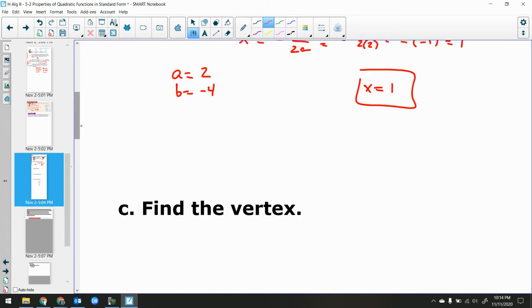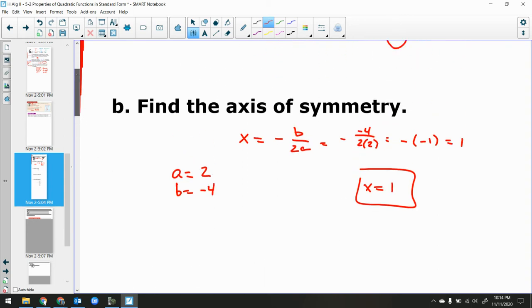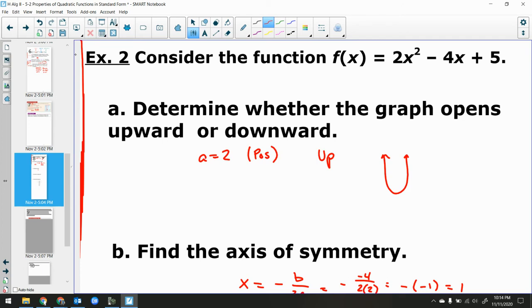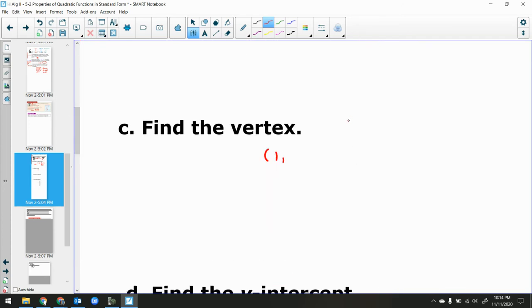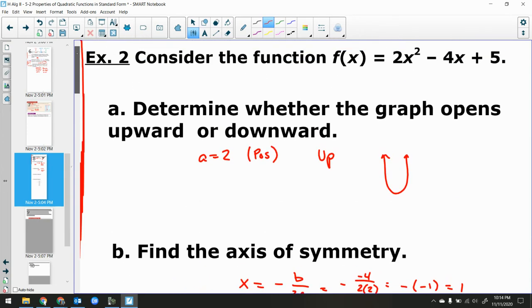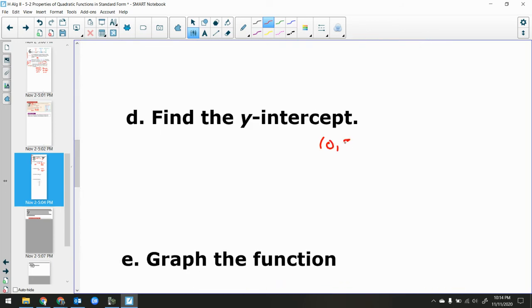I then find the vertex. Now, how do you find the vertex? Well, you want to plug that x value in. Well, into what? Back into our original 2x squared minus 4x plus 5. So 1 goes in. 2 times 1 squared minus 4 times 1 plus 5. So 2 minus 4 plus 5 turns into negative 2 plus 5 is 3. (1, 3) is my vertex. Now my y-intercept is just my c value. My c value is 5, so my y-intercept is (0, 5).